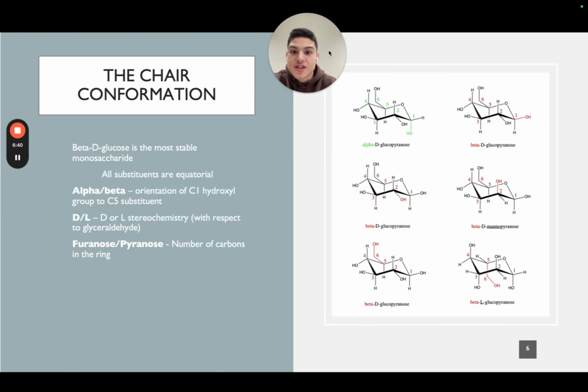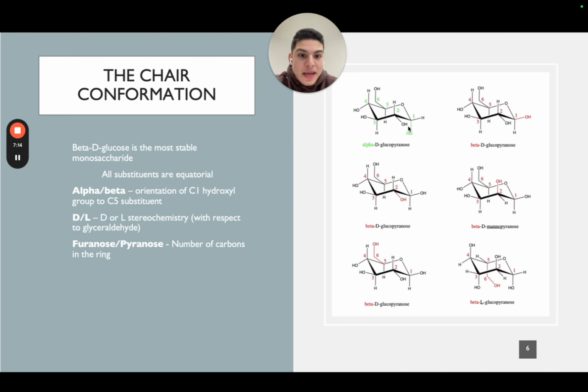So moving on to the chair conformation, you'll be able to see alpha and beta much more clearly with this. Beta-D-glucose is the most stable monosaccharide, where all of our substituents are equatorial. That's exactly why glucose is our main monosaccharide in all of our cells. That's why it's the energy molecule. It's the most stable to be transported through the blood. It's not energetically unfavorable to keep it in that state. So with beta-D-glucose, it's this one right here, where all the substituents are equatorial. They're not in the axial positions.